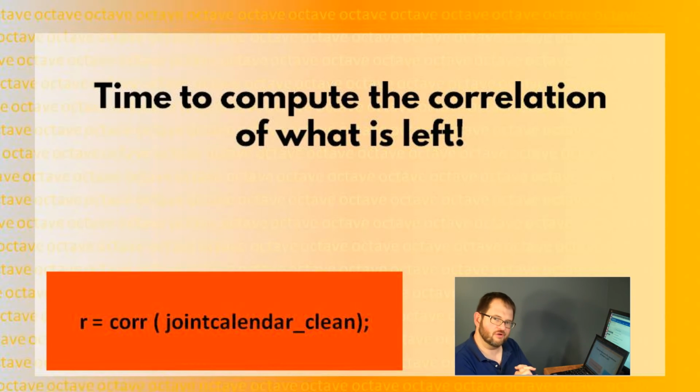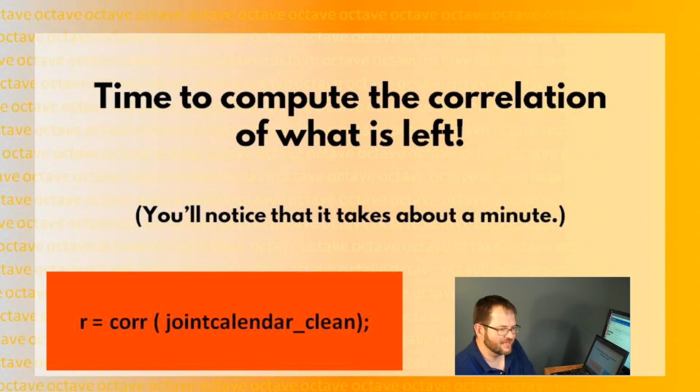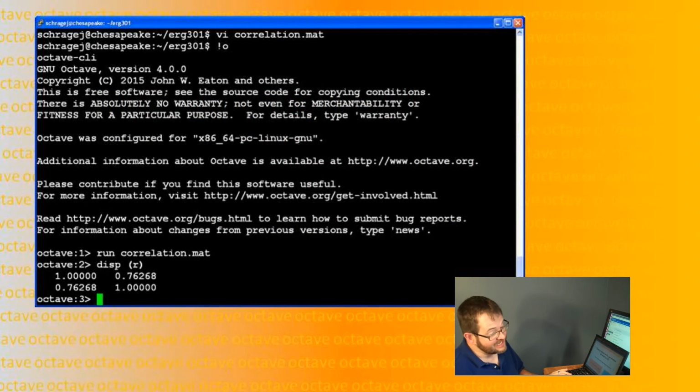Now I can run my core function. Whew. That was a lot of work. Wait till you run it. It's going to take a couple minutes. Well, at least a minute or so. Okay, so let's just say R is equal to core, since the simulation for correlation is R. Let's say R is equal to core of this new joint calendar clean array. And like I said, it's going to take about a minute.